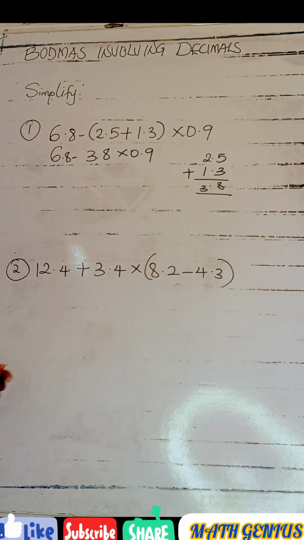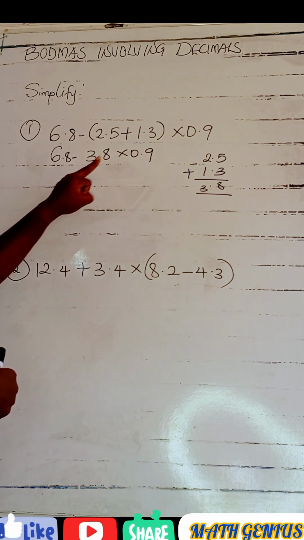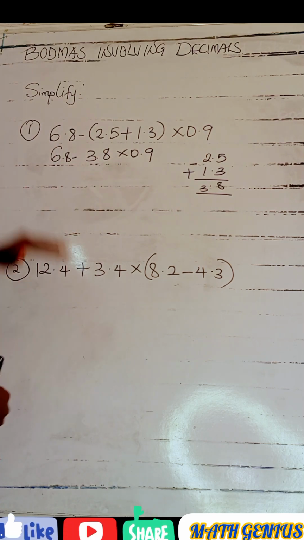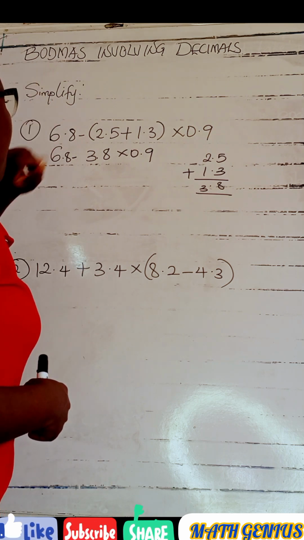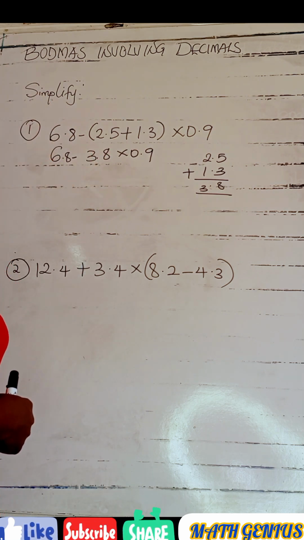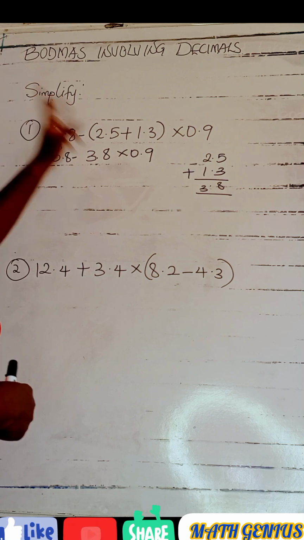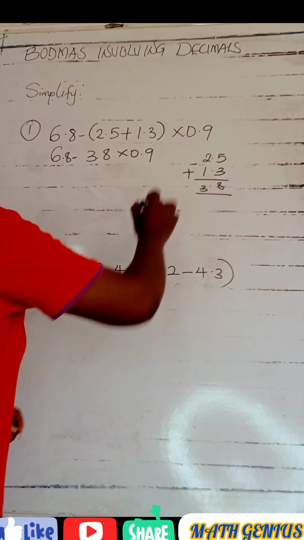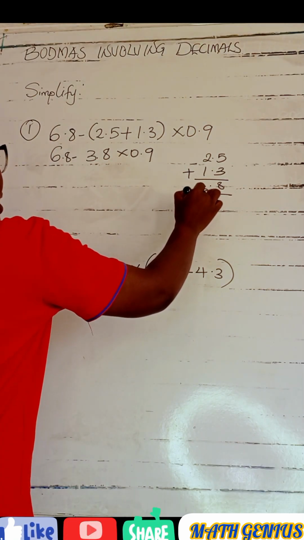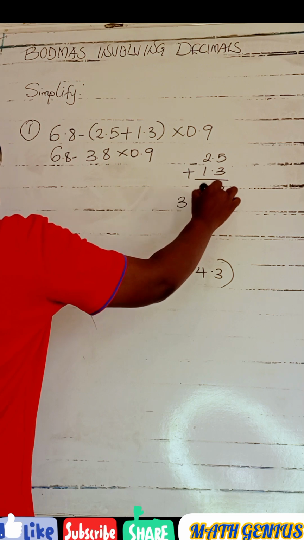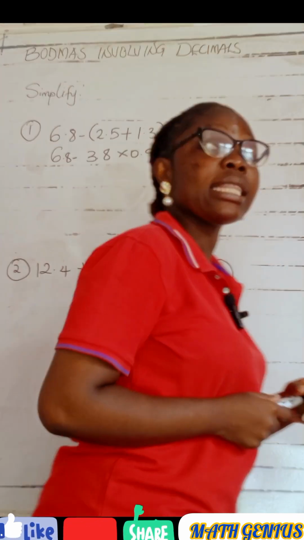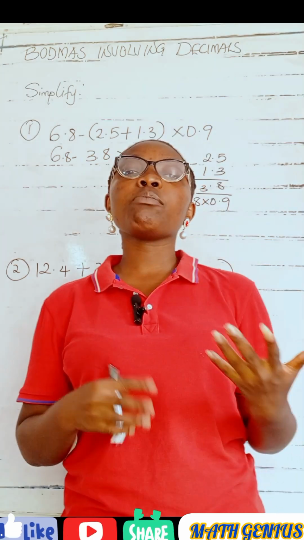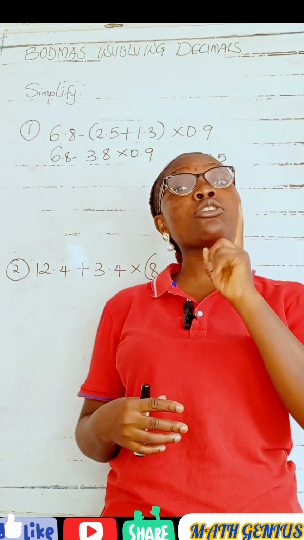Now we have operations minus, subtraction, and times. If you check the order of operation, which is BODMAS, multiplication comes before subtraction. So we deal with the multiplication first. So we have 3.8 times 0.9. Now remember, if you are multiplying decimal numbers, you will multiply without using the calculator.